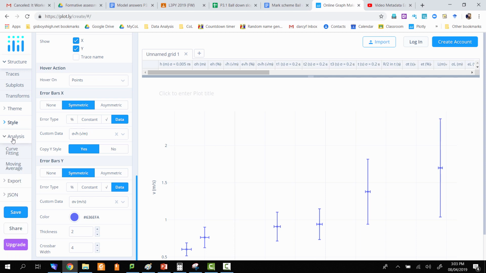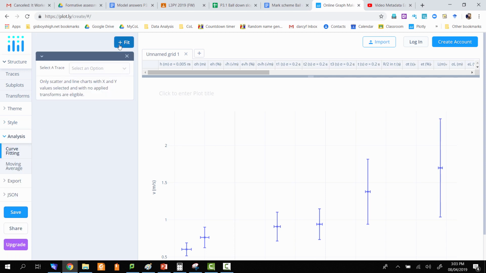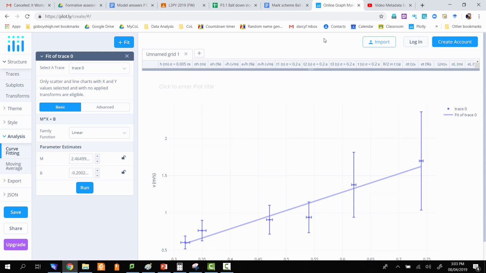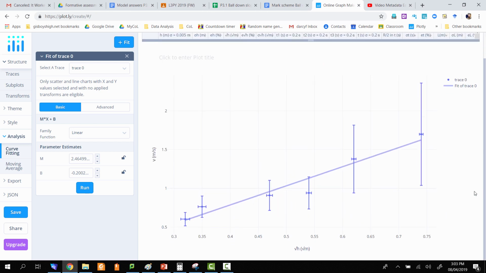Go to analysis, curve fitting. I'm going to put a straight line on the lot. Okay, and I press run. Right, there we go. Let's have a quick look at this. Get it up high. Bring that down here. Let's get the origin on the screen.